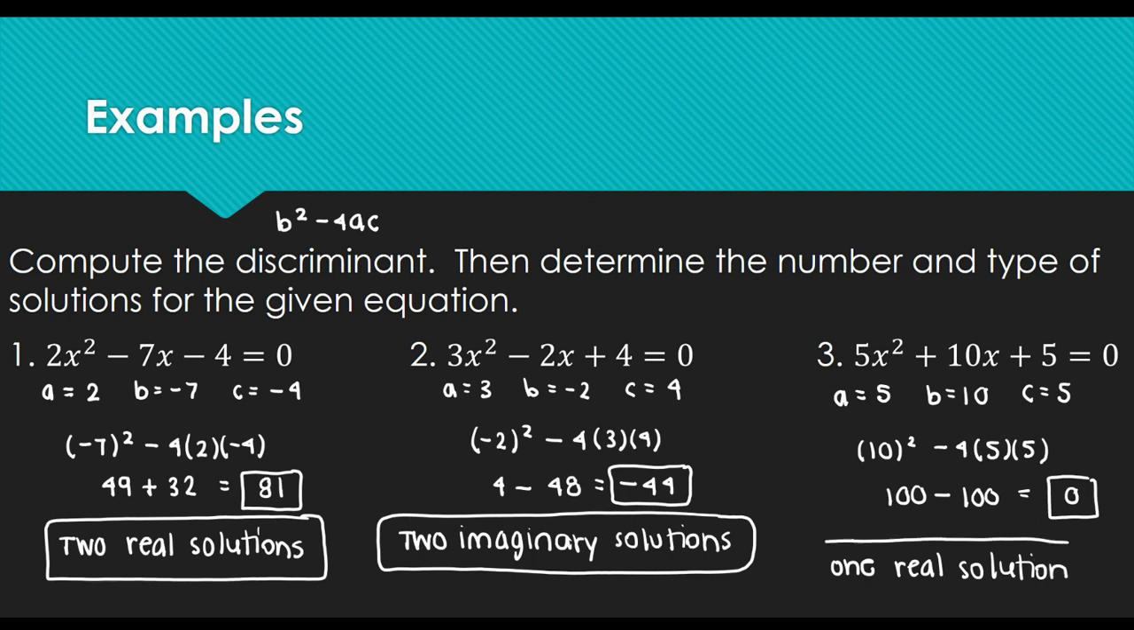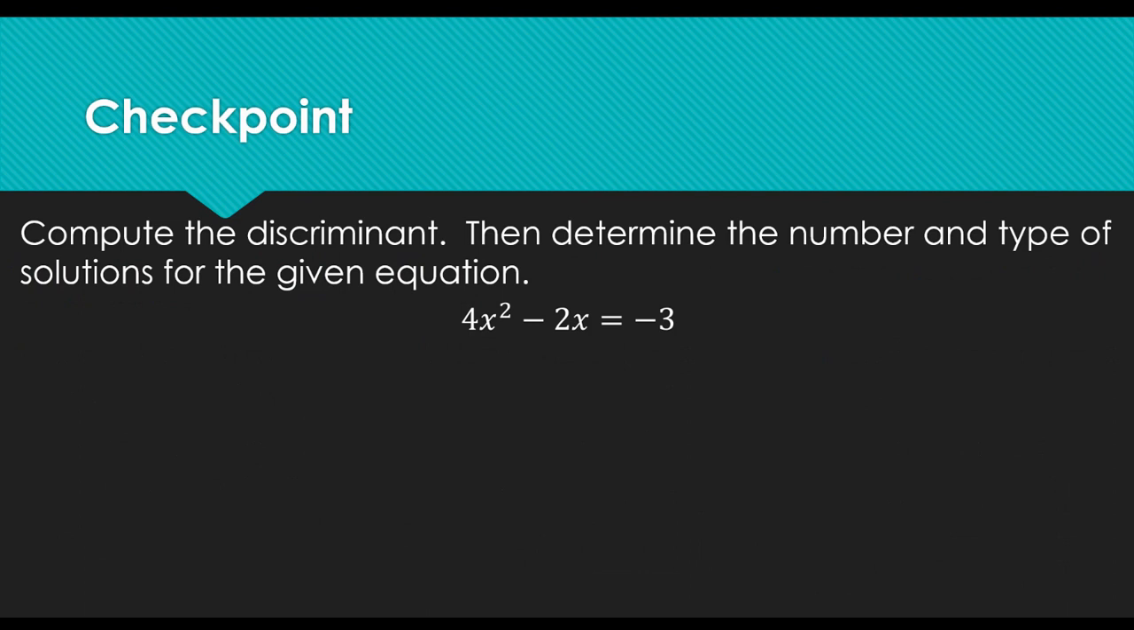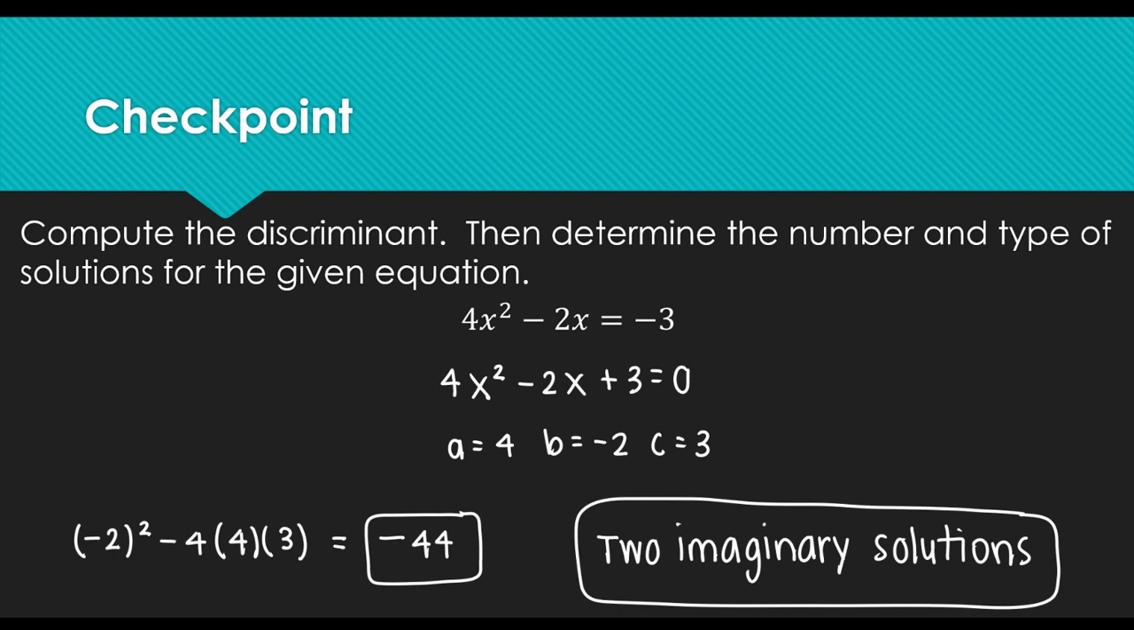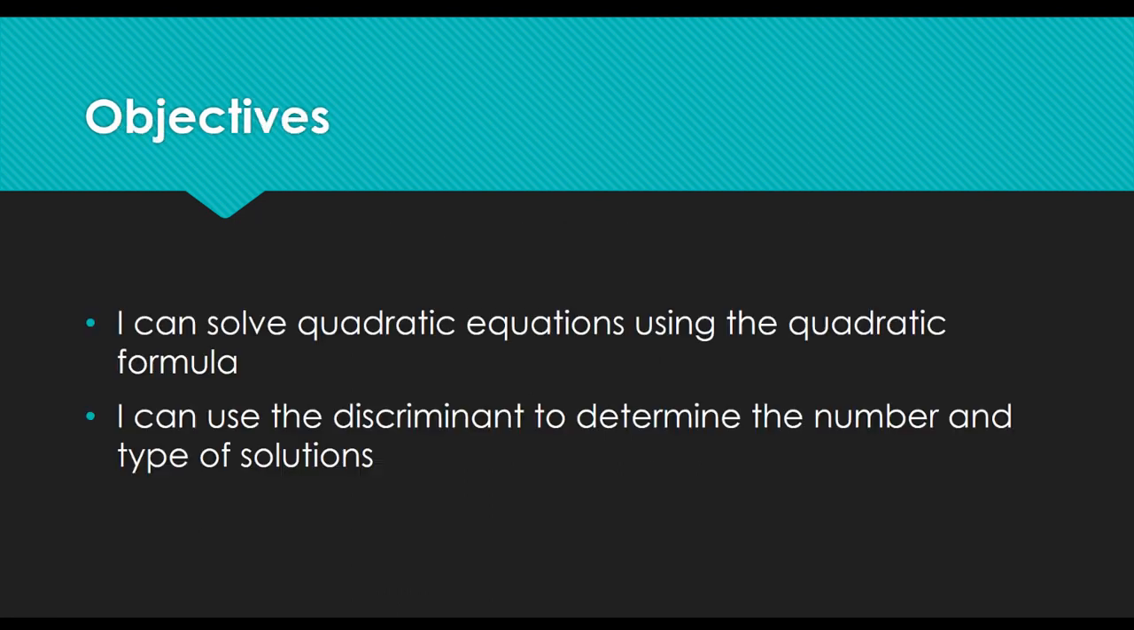All right, so notice once again, we were not taking the square root of anything. We just had to have our original equation in general form, identify A, B, and C, and substitute it into b squared minus 4ac. So here's your checkpoint. Pause the video and determine the number and the type of solutions. Notice this time you did have to get it into general form first, but once you did that, we got -44, which gave us 2 imaginary solutions. So that is us solving quadratic equations using the quadratic formula and dealing with the discriminants.